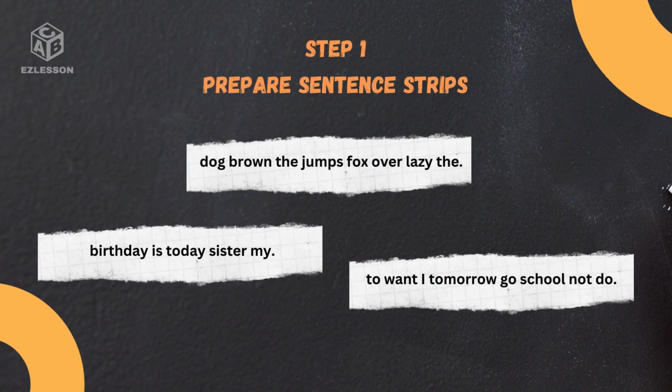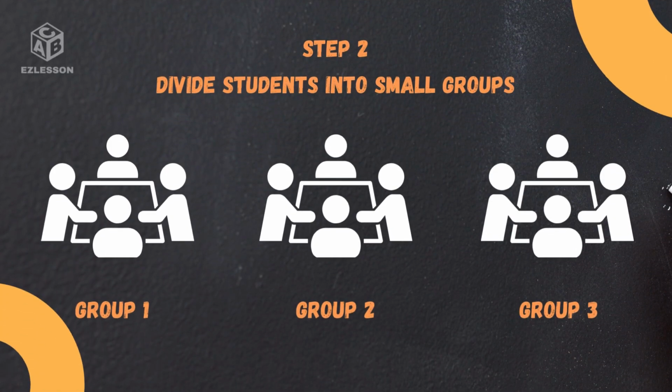Prepare sentence strips. Write sentences on strips of paper, making sure to mix up the word order. You can use sentences relevant to the lesson or focus on specific grammar points. Divide students into small groups. Form groups of 3 to 4 students per group. Make sure each group has a set of scrambled sentence strips and a clean surface to work on.